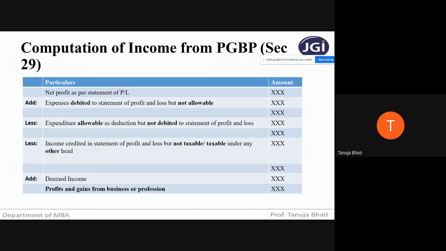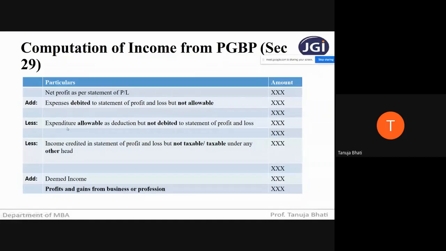So before we begin with what are deemed profits, let us understand how to compute the income from business, profits and gains from business and profession, which is covered under section number 29. I'm again revising this particular format because this is very important. We always start the computation with the net profit as per the statement of profit and loss account. Then to this we add all the expenses which are debited to P&L account but which are not allowable as per the provisions of profits and gains from business and profession.